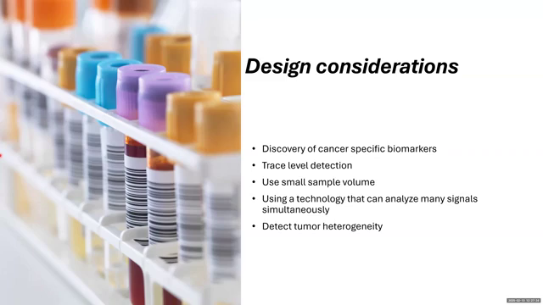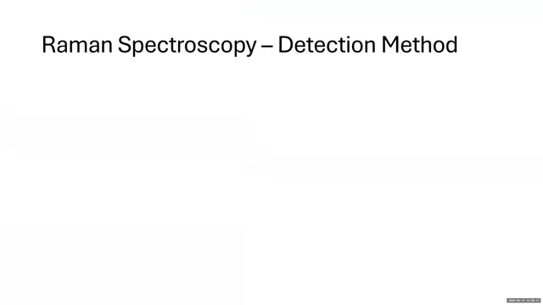So my aims are to identify such biomarkers which are cancer specific, and to develop a test which can identify these rare biomarkers. That means trace level detection, so we need ultrasensitive detection. This should not need a lot of sample prep, because during sample prep we tend to lose a lot of material, and we don't want to lose important information from this sample. And we should be able to analyze multiple signals simultaneously. That means this should also be a multiplex test, and that will enable us to identify tumor heterogeneity. So these were my design considerations when I started my research.